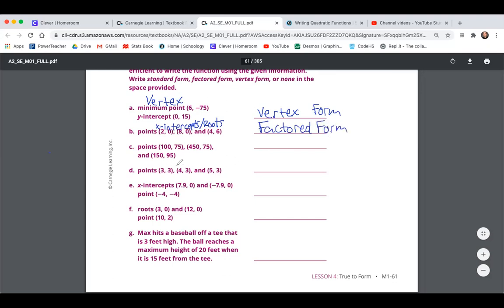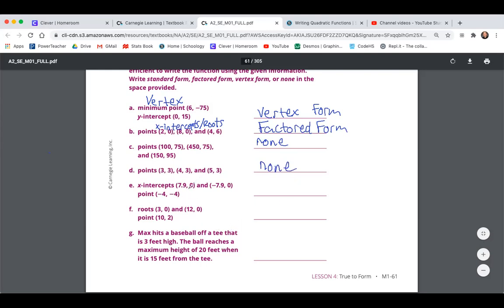Okay, part C. We're given 3 different points, but we don't know if they're actually key points. We don't know if they're vertices, y-intercepts, or x-intercept solutions. We don't really know a lot, so we're going to say none there. There's not really going to be anything easy to plug that into. Part D, kind of the same thing. It gives us 3 points. They all kind of fall on a line because their y value is 3. So there's nothing easy to work with.